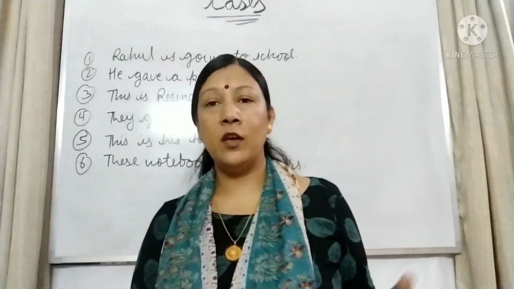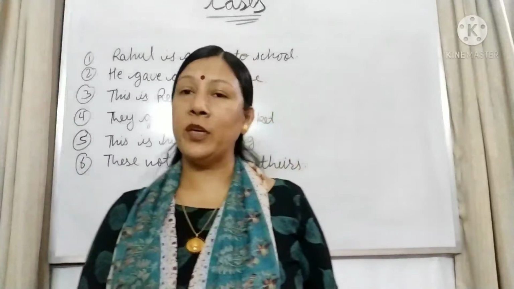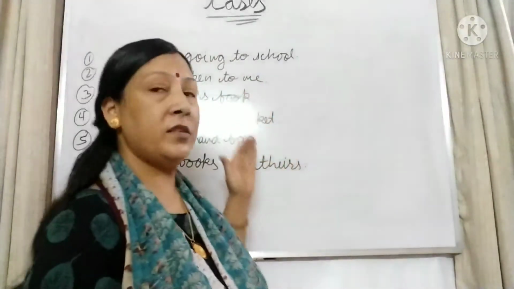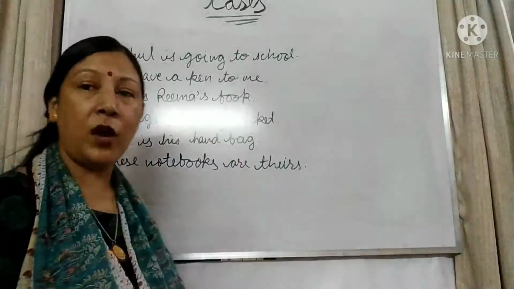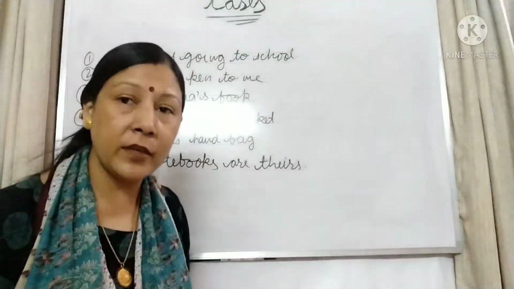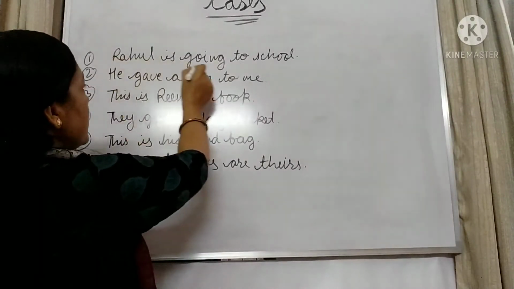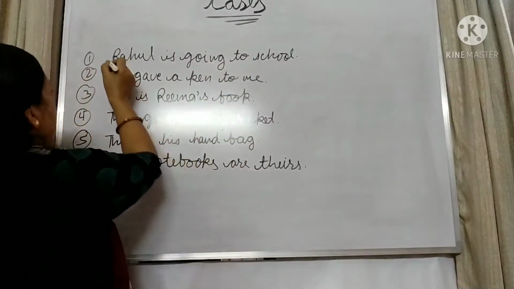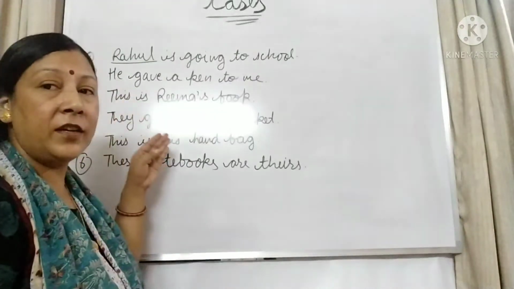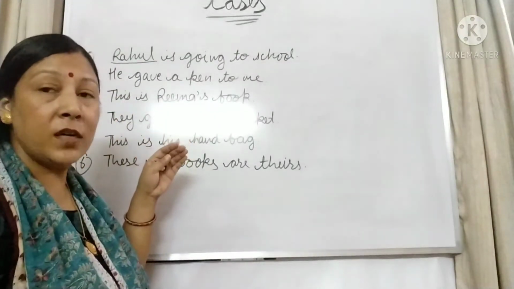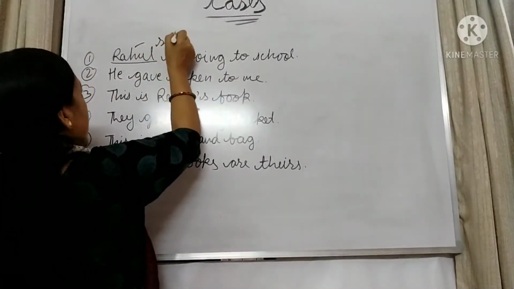Students, we have discussed three cases: subjective, objective and possessive cases. I have written some sentences over here. We have to identify the different cases in these sentences. First one: Rahul is going to school. Rahul is a noun, and right now in the sentence Rahul is what? Subject. So Rahul is subjective case.